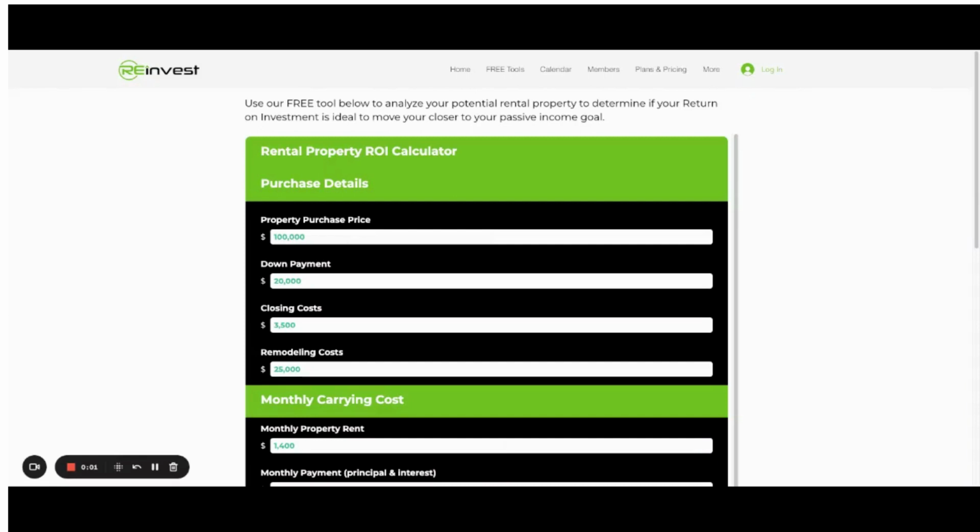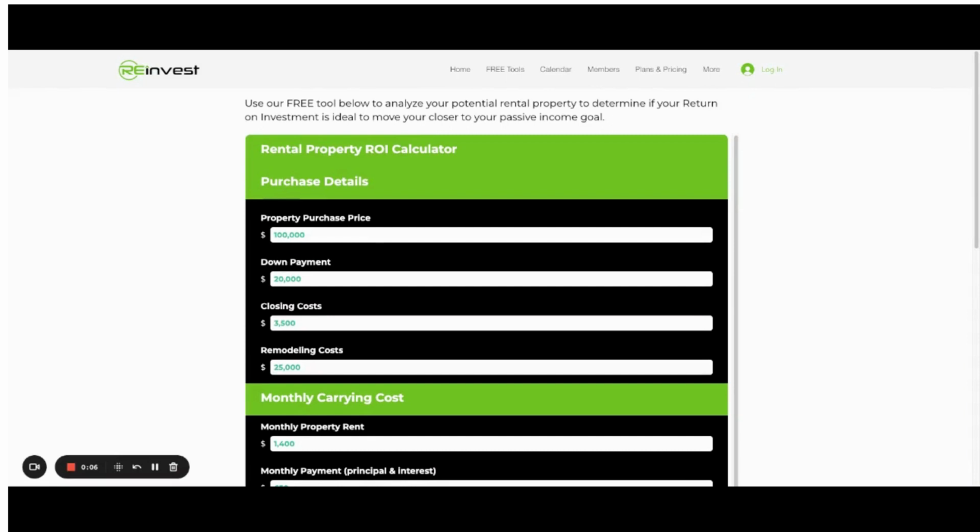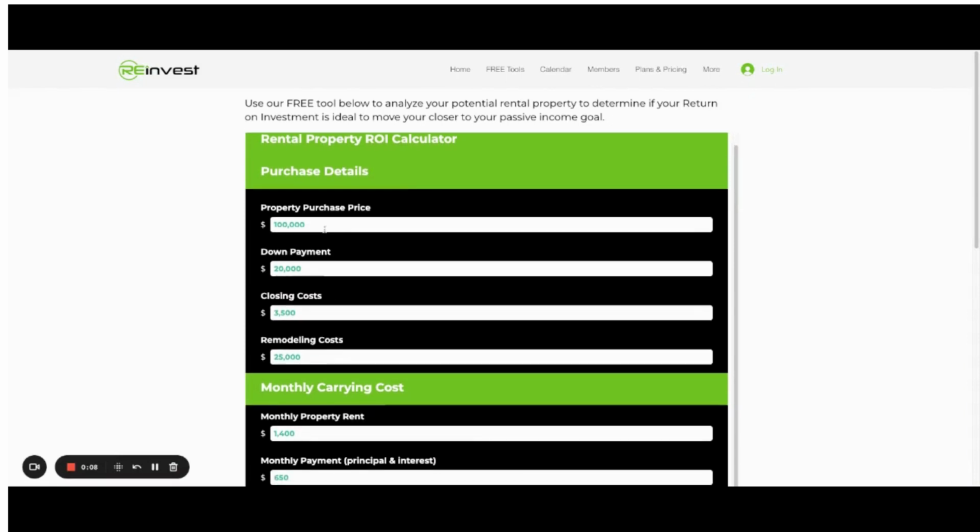In today's video, we're going to show you how to use the investment calculator. For this example, a lot of these are going to be straightforward. We're going to use a purchase price of $100,000. Depending on if you're using traditional financing or a hard money lender, your down payment could vary. Traditional financing, we're going to assume that it's 20%, which is where we got $20,000.